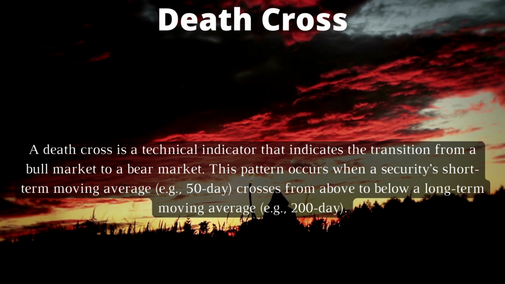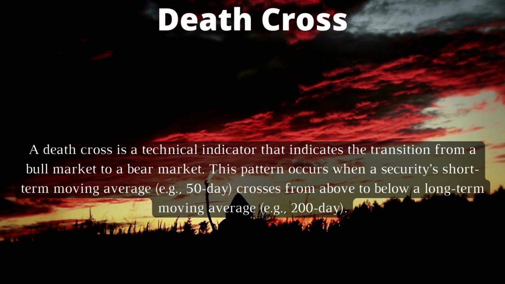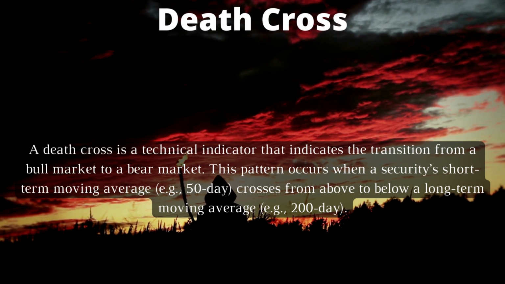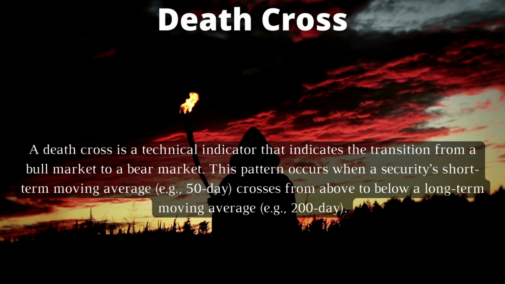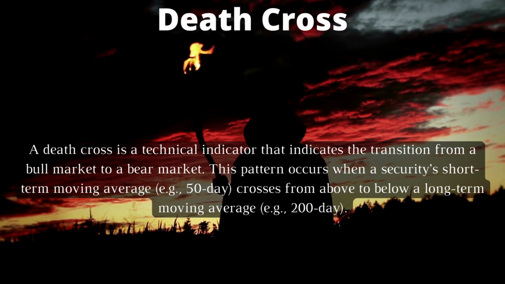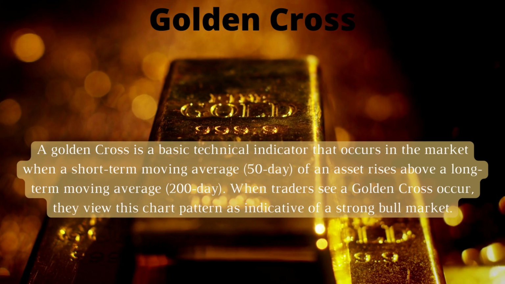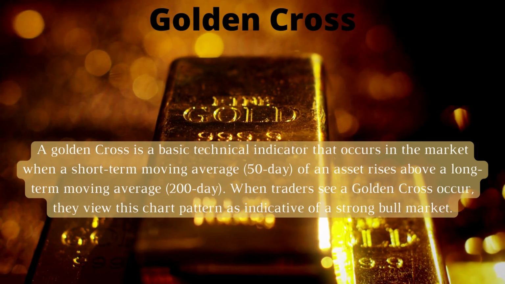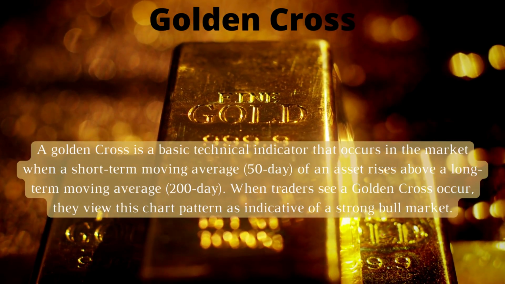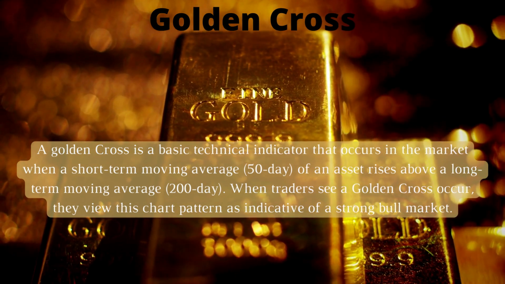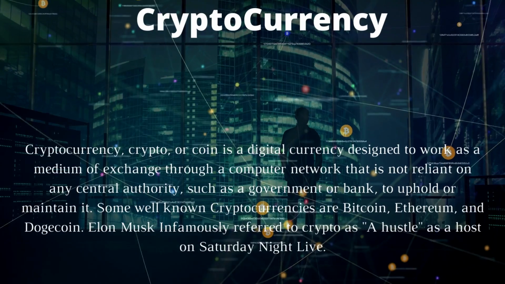A death cross is a technical indicator that indicates the transition from a bull market to a bear market. This pattern occurs when a security's short-term moving average, e.g., 50-day, crosses from above to below a long-term moving average, e.g., 200-day. A golden cross is a basic technical indicator that occurs in the market when a short-term moving average, 50-day, of an asset rises above a long-term moving average, 200-day. When traders see a golden cross occur, they view this chart pattern as indicative of a strong bull market.